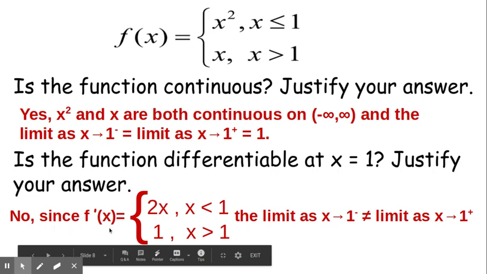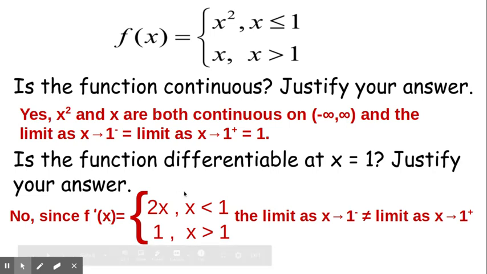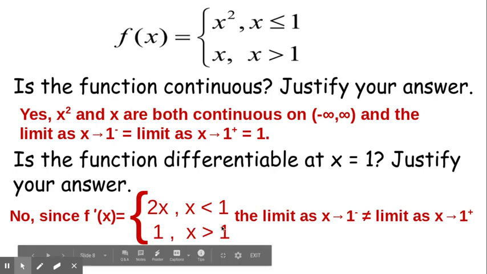So this would be an occasion where there is some type of corner or cusp. Because the function does exist, they do meet at the same point, but they don't meet at the same slope. So when you have two different slopes meeting at the same point, that forms that corner. So it's not differentiable. You can't draw a tangent line at a corner.